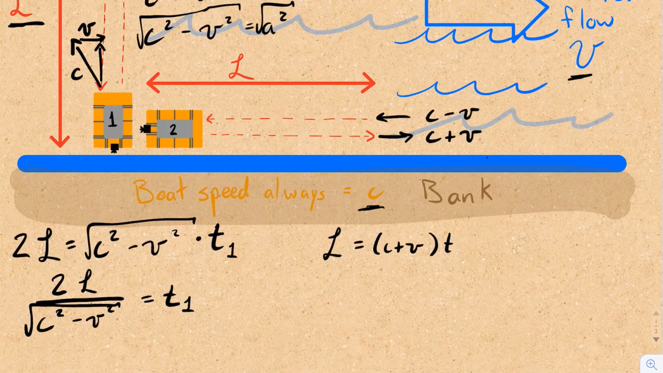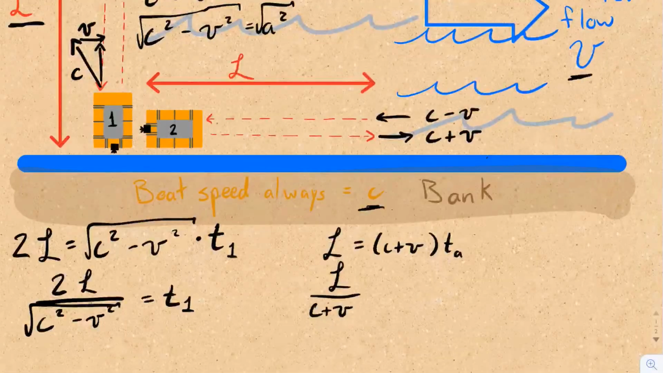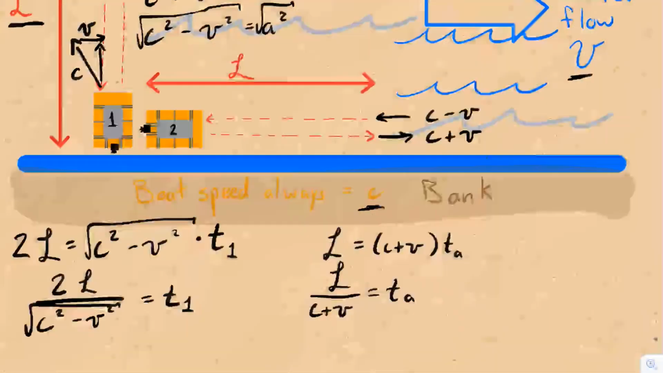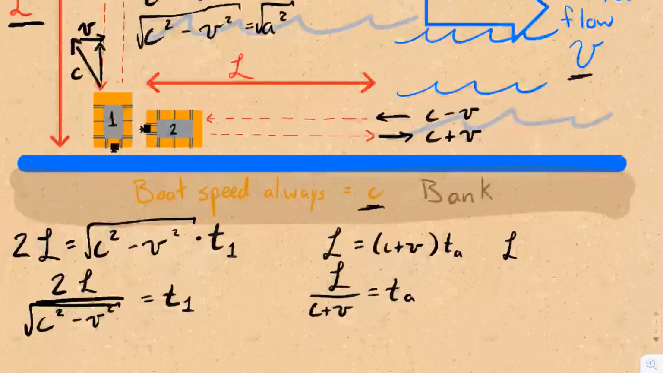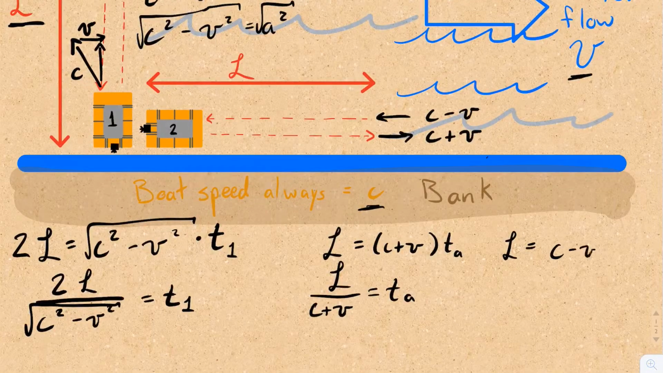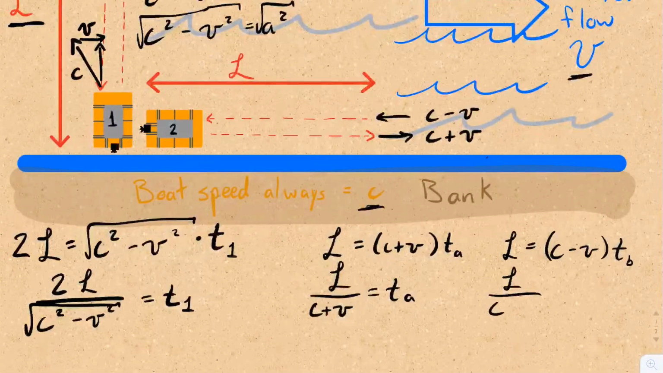And we'll call this time A. So then again, all we have to do is divide. So we have L over c plus v equals TA. And then we have to do the same thing now for the distance back. So we have L equals c minus v times TB. So then we have L over c minus v equals TB.